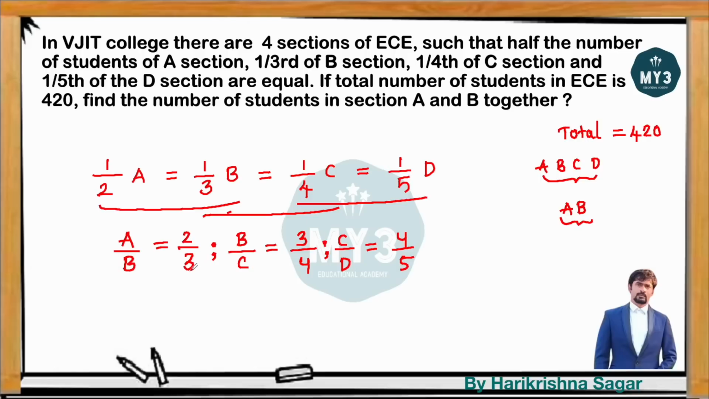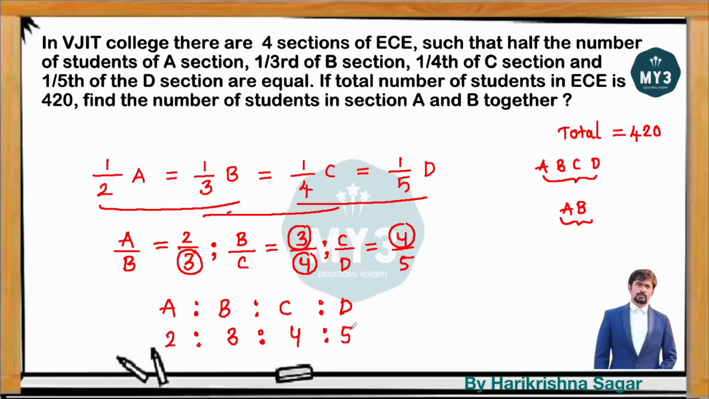So the common term is the same. A by B is 2 by 3, that means B value is 3. And B by C is 3 by 4, so the C value is 4 in the same way. That means using this, I can comfortably write A is to B is to C is to D equal to 2 is to 3 is to 4 is to 5. And if those are not equal, then you have to do the process which we have done in the previous question. So A is to B is to C is to D, we know.